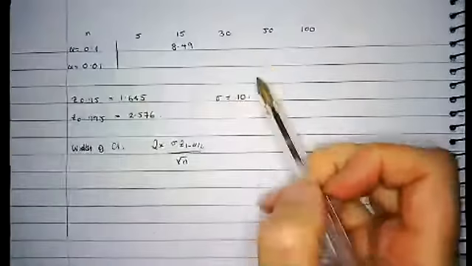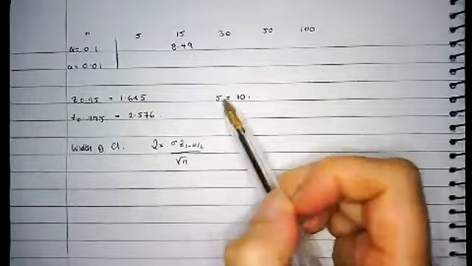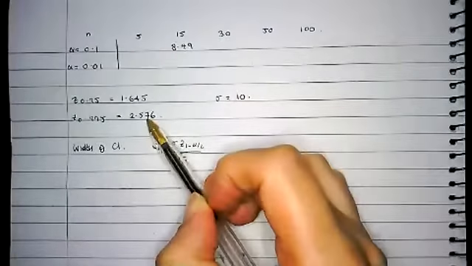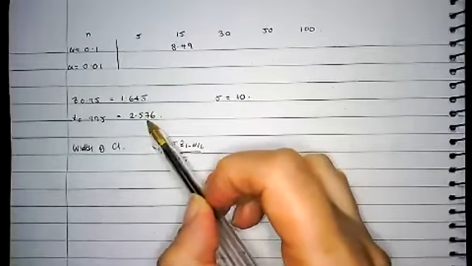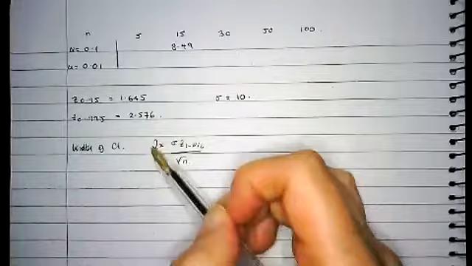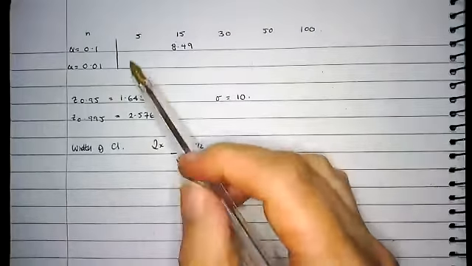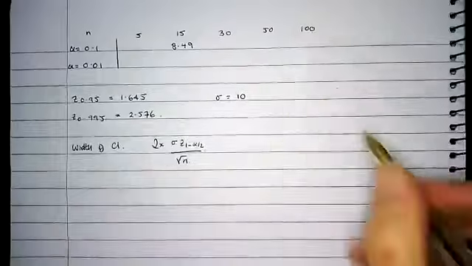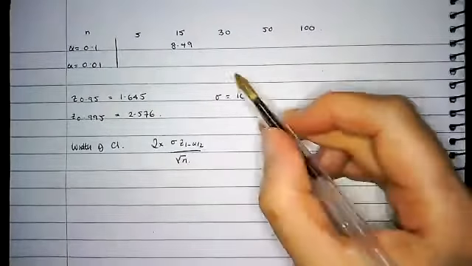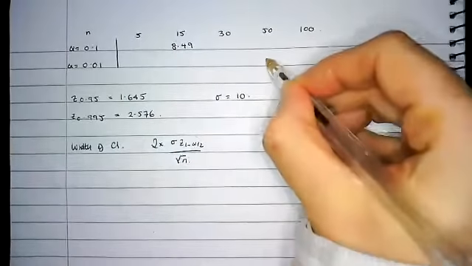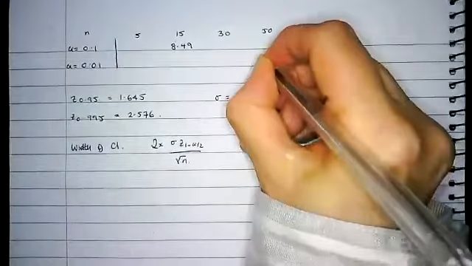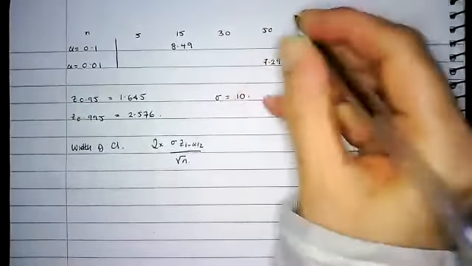Similarly, when we come to the second row, we want to do 10 times this z. So we'd have 25.76 on the top of our fraction. I have 2 times that divided by the square root of 5, the square root of 15, etc. And you'd get the value of this one as 7.29, for example.